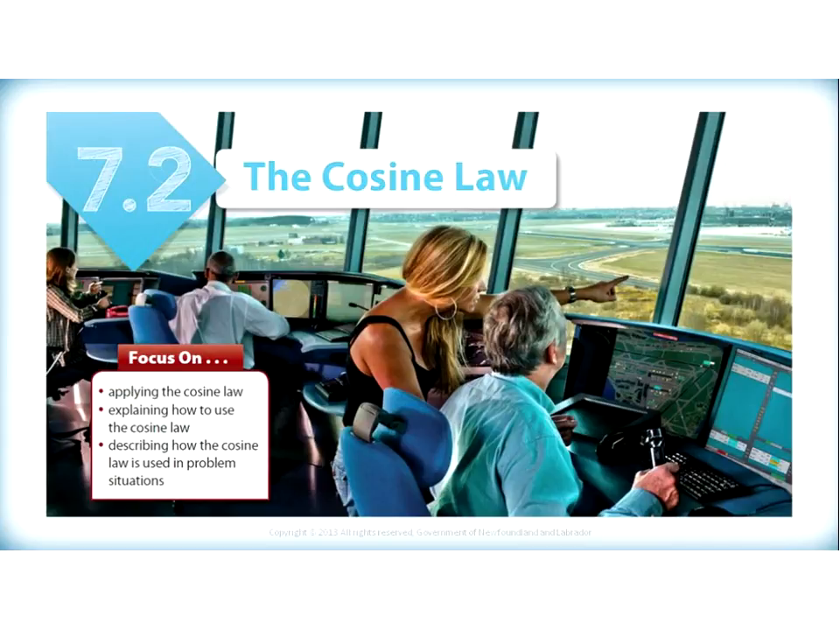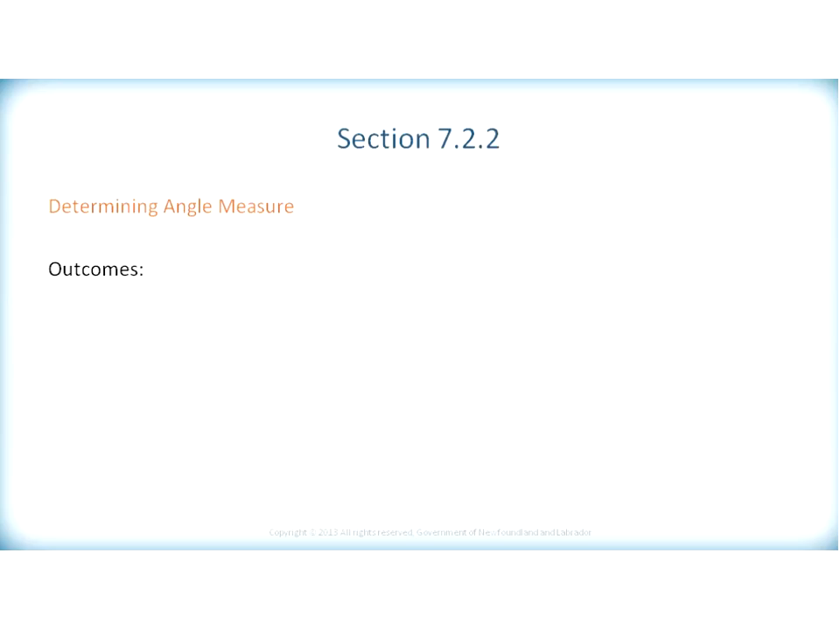What we're going to focus on is applying the cosine law again, explaining how to use the cosine law, and describing how the cosine law is used in problem situations. So the outcomes we're going to cover are solving a problem using the cosine law when a diagram is given.